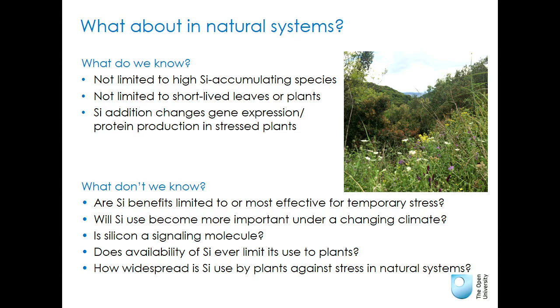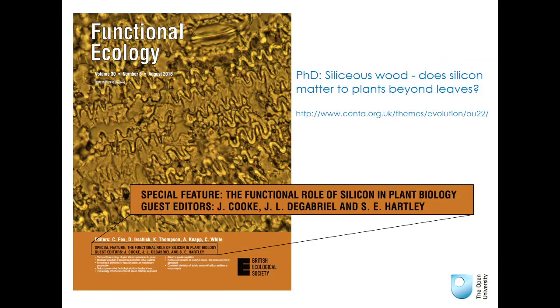So this study, to me, yes, it's agricultural species, yes, all meta-analyses have limitations in terms of how much you can deduce from them, I suppose. But it suggests to me that perhaps there's a stress alleviation system in natural ecosystems that we're not really paying attention to, that I think would be interesting to investigate further. If you want to read about it, there's a special issue of Functional Ecology all about silicon that came out earlier this year. And I'm advertising a PhD on looking at silicon and wood, about which we know nothing. So if you have a keen student, please send me my way. Thank you.